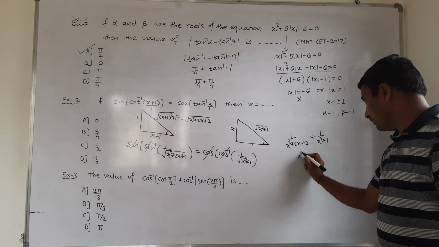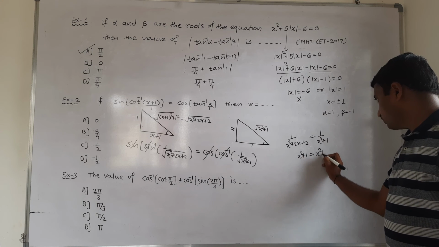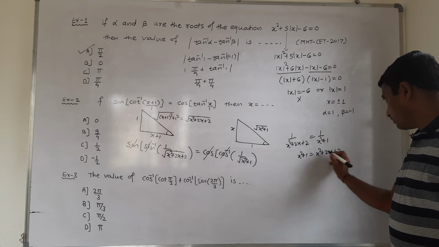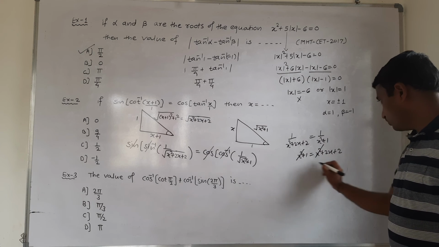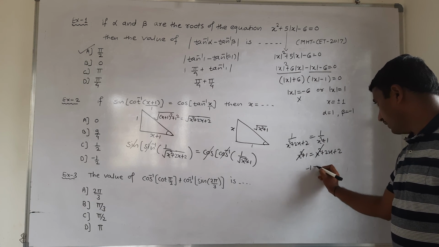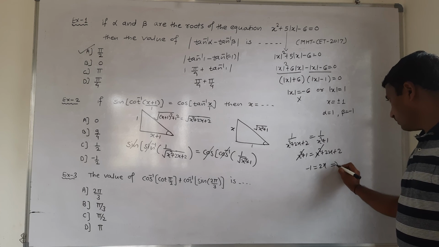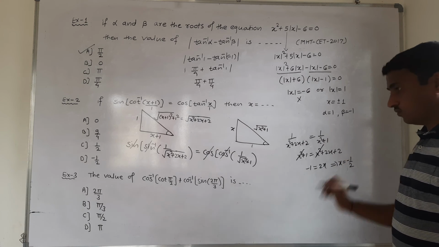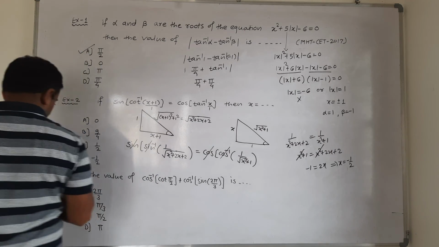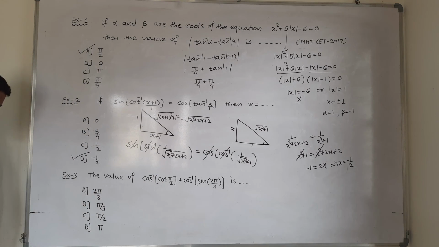Transfer: x square plus 1 equals x square plus 2x plus 2. X square gets cancelled. 2x, these two transfer: 1 minus 2 is minus 1, and then 2x. Therefore, x equal to minus 1 by 2. X equal to minus 1 by 2. That is option D.